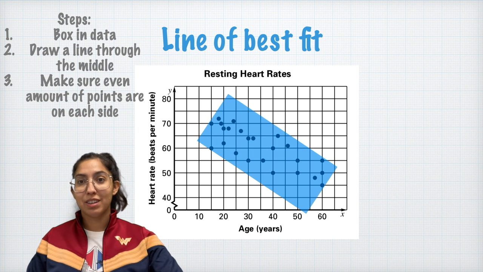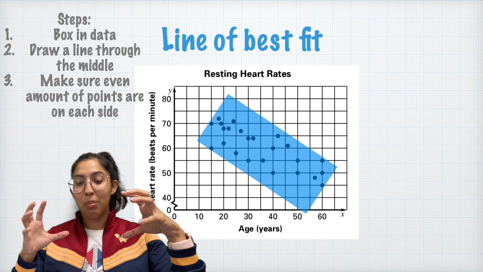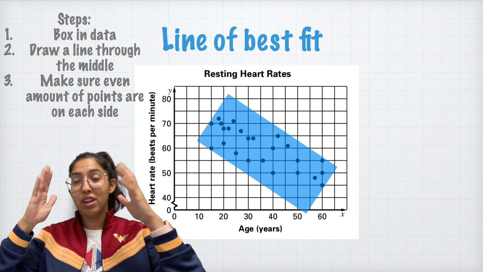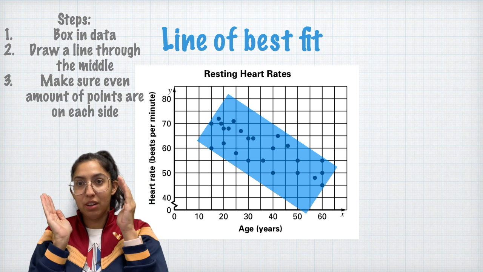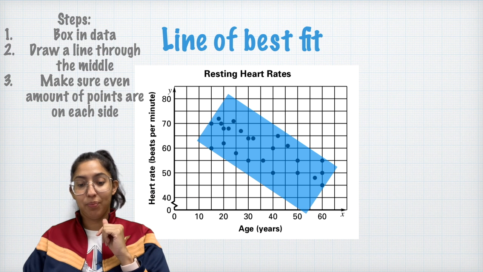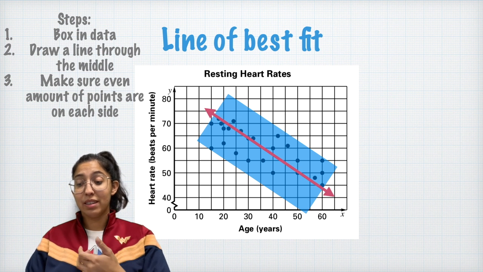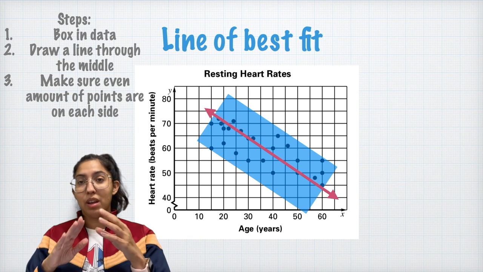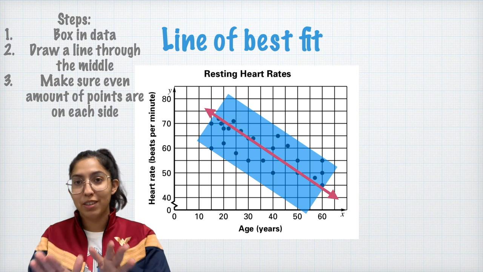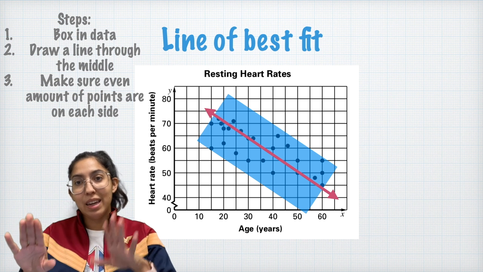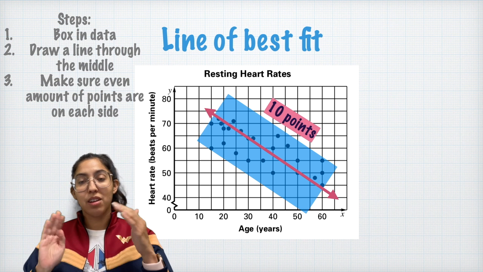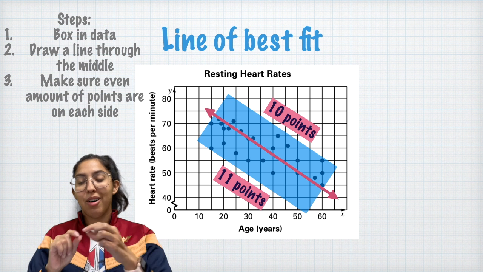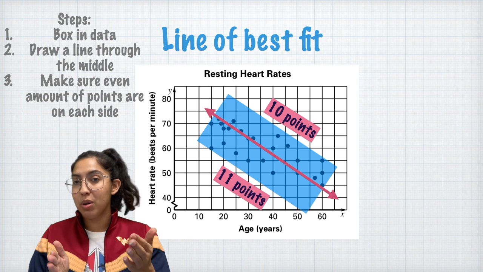So first we're gonna box in our data. So if you look, my box, I'm just making sure it's a rectangle, that every dot is inside that rectangle. No dot is being left out. So next, I do want to draw a line through the middle. And if you count just to the best of your ability, make sure there's an even amount on each side. So I see at the top, there's about 10 points. On the bottom, there's about 11 points. And then on the line, there's about 3 points, give or take.